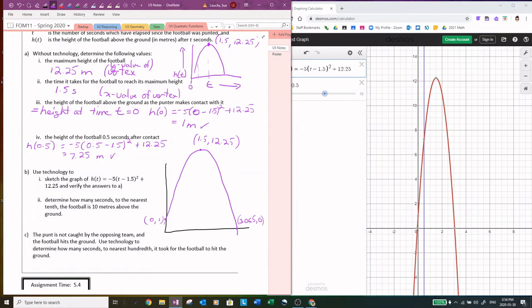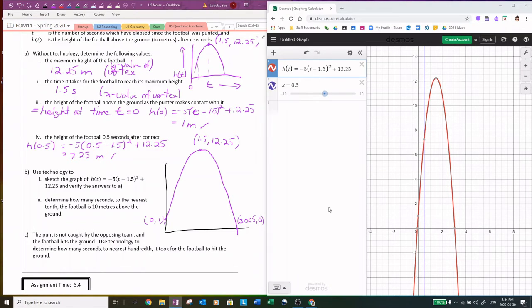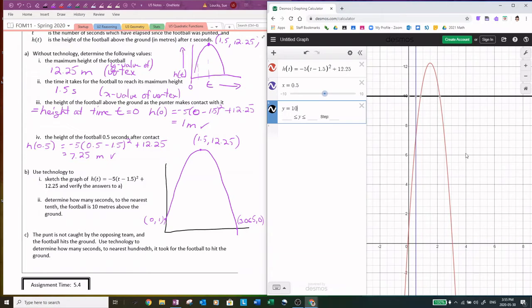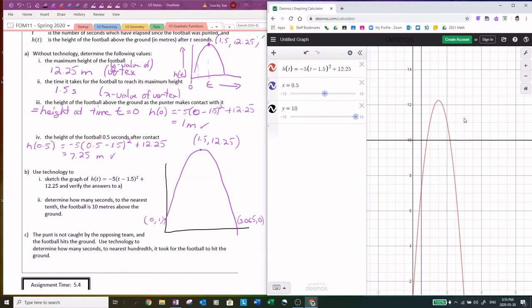Determine how many seconds to the nearest tenth the football is 10 meters above the ground. What we need to do that is use our technology, because we don't have the math skills at this point to do this. I'm going to add another line where y equals 10, and that's going to put a horizontal line there for us.